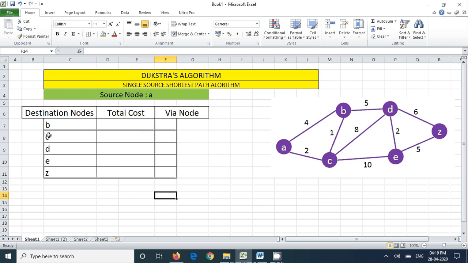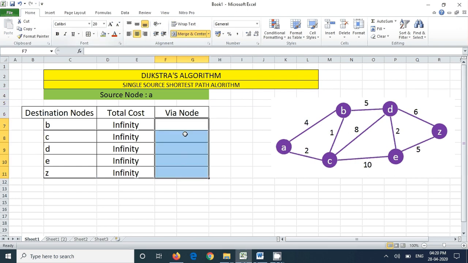So we have destination nodes B, C, D, E, Z, and the total cost to come to that node from A. Initially it's all infinity. So from A to reach B, C, D, E, Z, it's all infinity. The via node is, as of now, empty. So the initial startup is to put infinity for every destination node from A. That is the total cost.